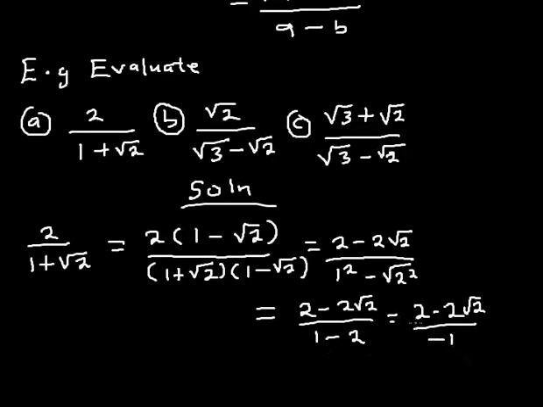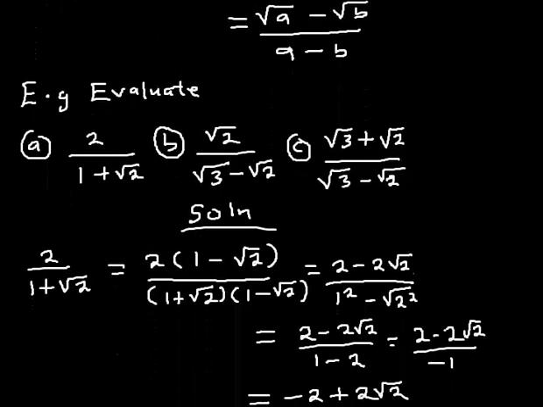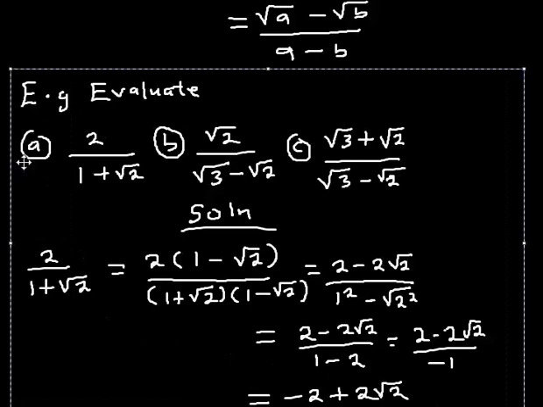So I'm dividing the entire numerator by minus 1. If I divide 2 by minus 1, I have minus 2. Then, of course, if I divide minus 2 root 2 by minus 1, I'm going to have plus 2 root 2. So that is the answer to that. Okay, I hope you are following me.